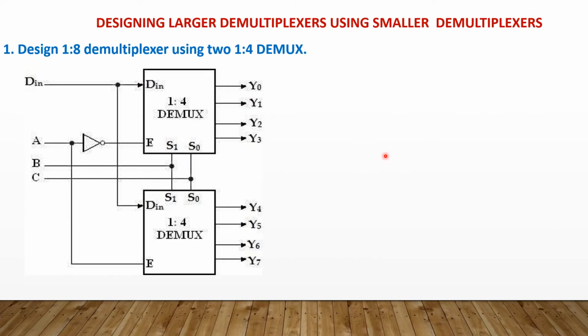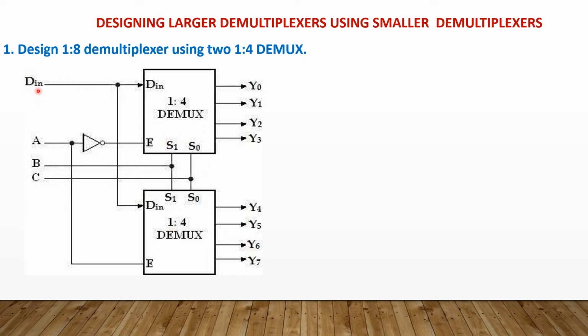Next one is the design of larger demultiplexers using smaller demultiplexer circuits. Since we have already designed 1 into 4 demultiplexer and 1 into 8 demultiplexer, suppose you want to design a larger demultiplexer circuit, then we can just use smaller demultiplexer circuits as well. Say for example, this is a design of 1 into 8 demultiplexer using two 1 into 4 demultiplexer circuits. This actually will have one input and 8 output terminals for the 1 into 8 demultiplexer. So instead of using the 1 into 8 demultiplexer straight away, we can use two 1 into 4 demultiplexer circuits.